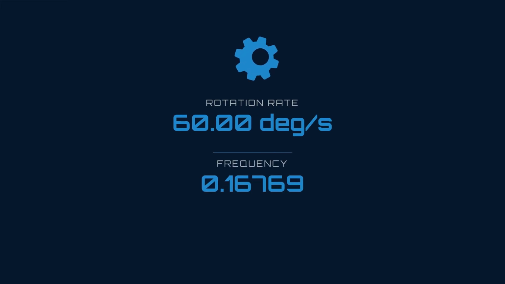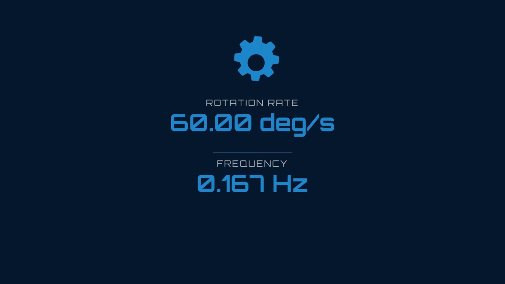The Hertz frequency is 0.167 Hz, meaning 0.167 cycles per second. The period shows 6 seconds, which is the time for one complete revolution. Finally, the tangential speed calculates to 10.472 meters per second, representing the linear velocity at our 10-meter radius.